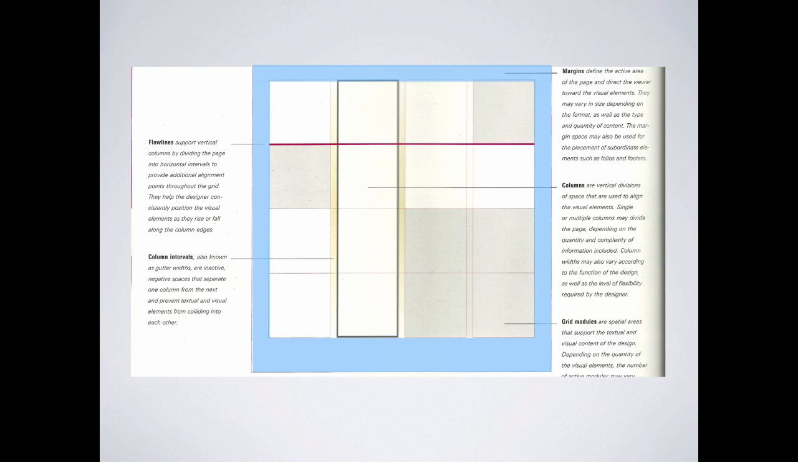So these images are out of that, but the margins are basically all of this stuff that's highlighted in blue that go around the page. Right? They're the frame for the page.